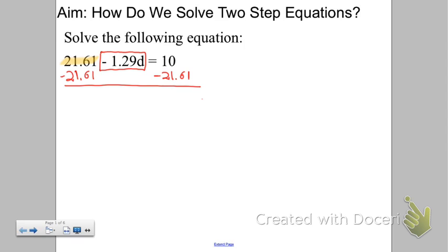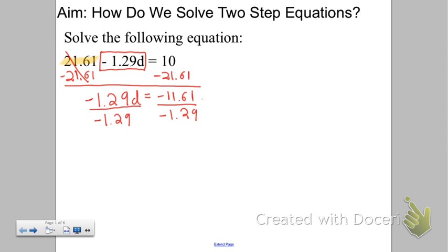21.61 minus 21.61, that cancels out because it equals 0. And I'm just left with negative 1.29d. And then on the other side, I'm going to do 10 minus 21.61. And that equals negative 11.61. Now, I have to get rid of this negative 1.29 times d. So the opposite of multiplying by that is dividing. So I'm going to divide by negative 1.29 on both sides.